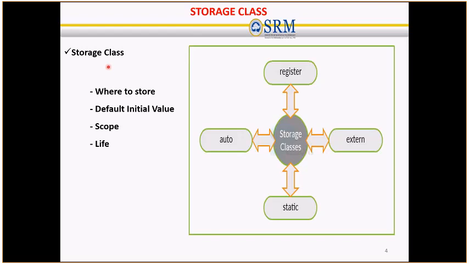There are four types of standard storage classes. They are register, auto, static, and extern. Auto is the default storage class. Extern is a global variable, and static is a local variable which is capable of retaining a value even when control is transferred to the function call. Register is a variable which is stored inside a register.